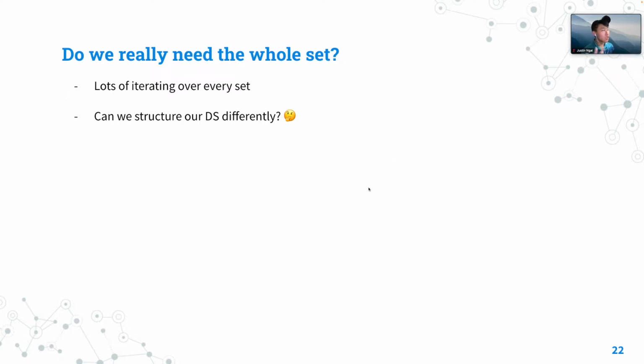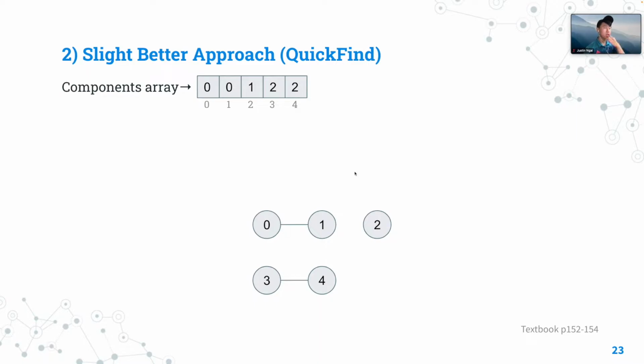Now, some optimizations we can do here, right? So, there's a lot of iterating going on. So that's something we can maybe think about fixing. So can we structure this slightly differently, right? Can we store a little less information and have to iterate a little less? And surely we can. So this is the slightly better approach, also known as QuickFind, that is introduced in the textbook from pages 152 to 154.